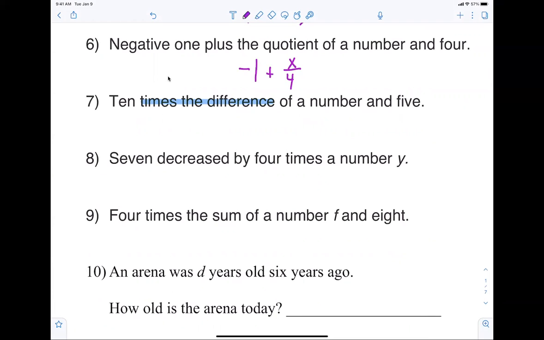All right. So now start again. 10 parentheses. Now difference means what? Subtracting. So what two things are we subtracting? X and y. That's correct. So X what? X minus 5. And then close parentheses. All right, I'm pretty happy with that.